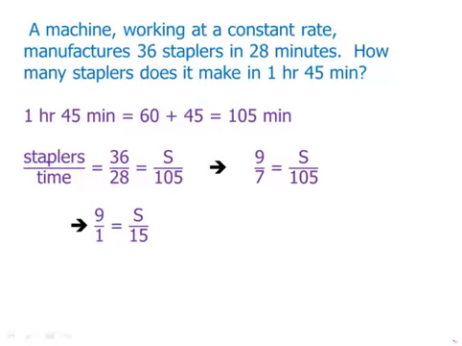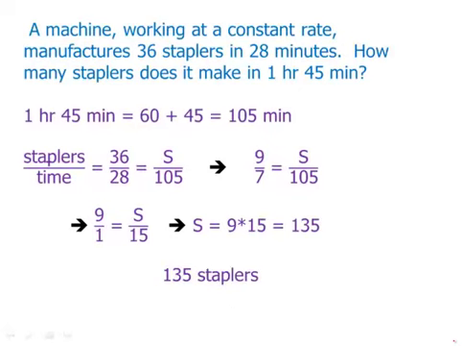So we cancel the 7s, and we get down to 9 over 1 equals S over 15. Well, now it's ridiculously easy. Now we can cross-multiply. We get S equals 9 times 15, so S equals 135. This is 135 staplers. So notice that once we did enough canceling, it was very easy to do without a calculator.